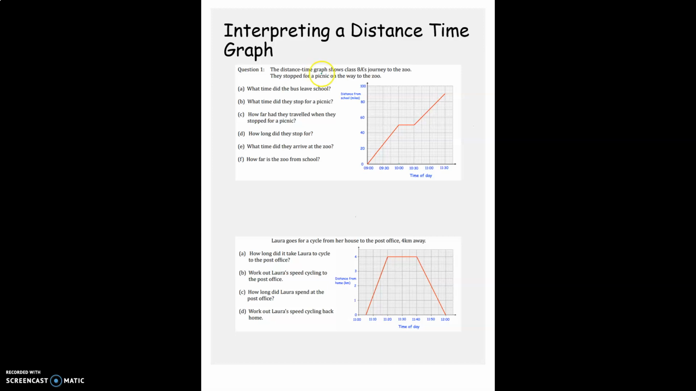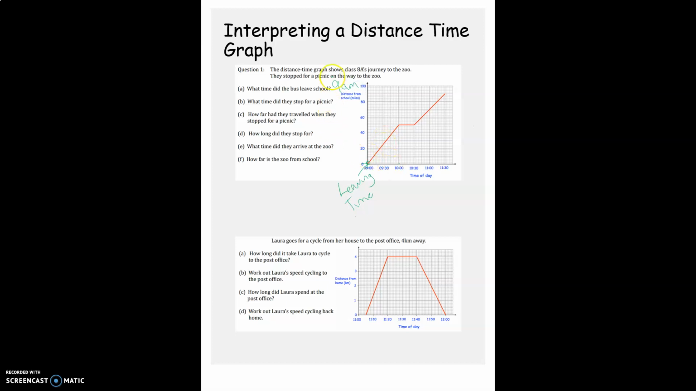Question 1, the distance time graph shows class 8A's journey to the zoo. They stopped for a picnic on the way to the zoo. What time did the bus leave school? We have our distance going up our y-axis, and our time going along our x-axis. Down here at the very first point, we notice 0 miles recorded at a time of 9 o'clock is where the journey begins. So we have our leaving time at 9 a.m.